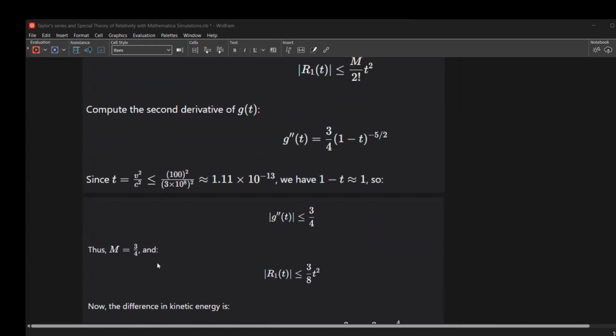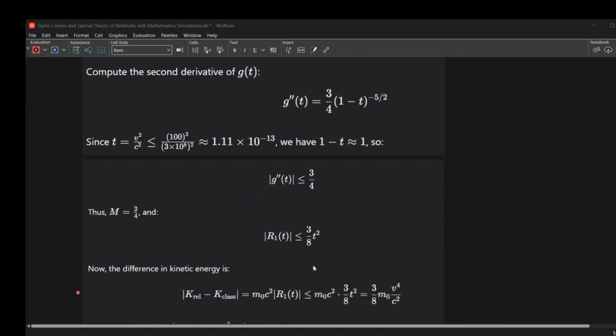Now, for m equal to 3/4, the first remainder here is less than or equal to 3 over 8 times t squared. So we have to multiply by 2 because of this 2 factorial. So 2 factorial times 4 equal to 8 here. And we have the 3.